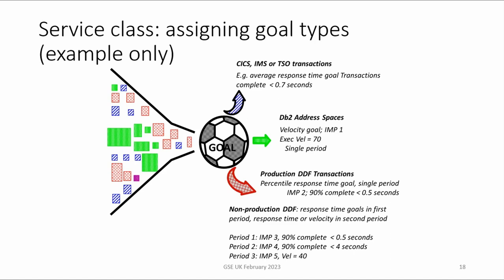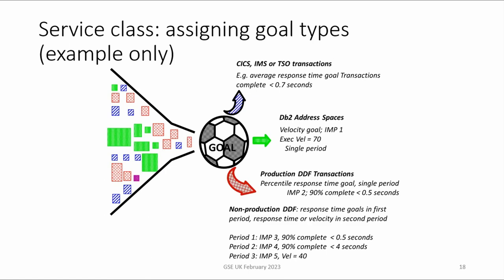You don't want DDF running higher than the DB2 address spaces, because you need the DB2 address spaces to do most of the heavy lifting that DDF is taking advantage of. And you can't spawn more DDF transactions if your DDF transactions are higher than the distributed address space, for example, and start doing a lot of work. So in this example, my production DDF transactions are running in a single period. 90% are supposed to complete in half a second.